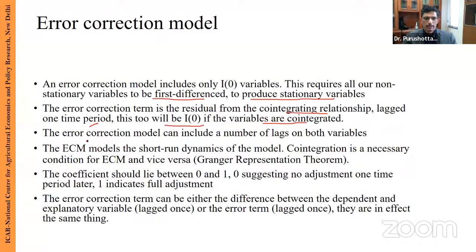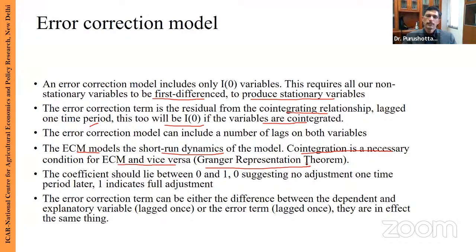Then it models the short-run dynamics of the model, which comes to the long-run equilibrium model. So it is necessary. See, co-integration is a necessary condition for modeling ECM or vice versa. That is again as per the Granger representation theorem.